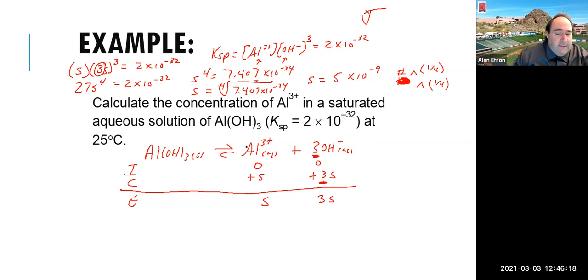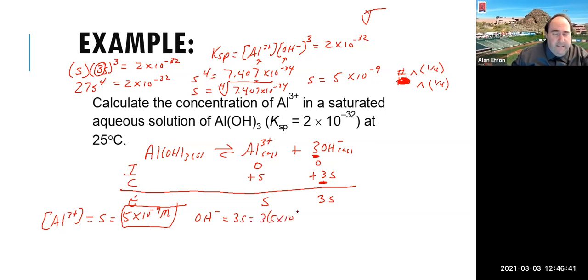So that is our S, which as we can see is the molar solubility. And that means that our aluminum concentration equals S, which would equal 5 times 10 to the minus 9 molar. It didn't ask for it, but we could also find hydroxide's concentration, which is 3 times S. So we would take 3 times our 5 times 10 to the minus 9. And we end up with 1.6.